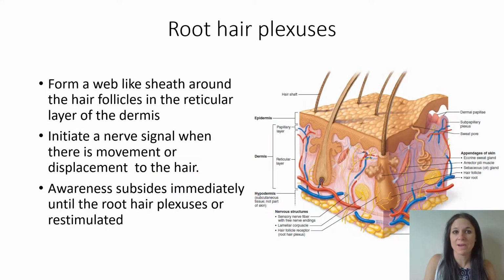Okay, so moving on, we have our root hair plexus. So this is a nerve plexus around the root of the hair. It forms a sheath around the follicle. So if we look down here, we can see this network of nerves around the hair follicle. Okay, so this is going to initiate a nerve signal when there's displacement of hair.